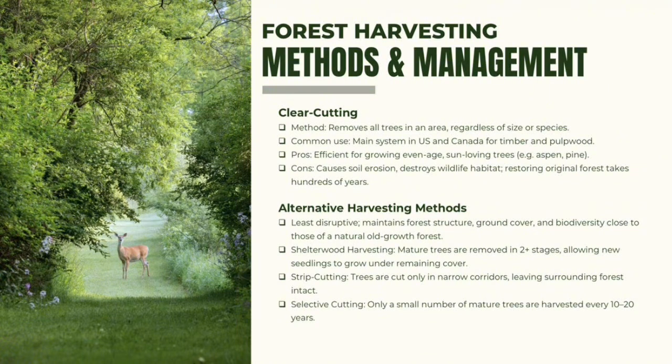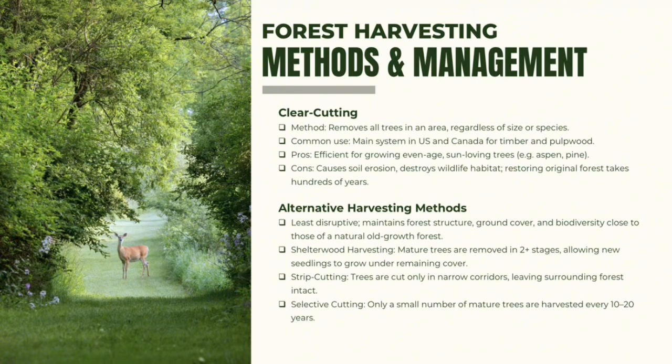One way is the shelterwood harvesting. In this method, mature trees are cut down in two or more separate stages. This lets new baby trees grow safely under the shade and shelter of the trees that are left standing. Another one is the strip cutting. People only cut trees in narrow long paths while leaving all the forest around those paths untouched.